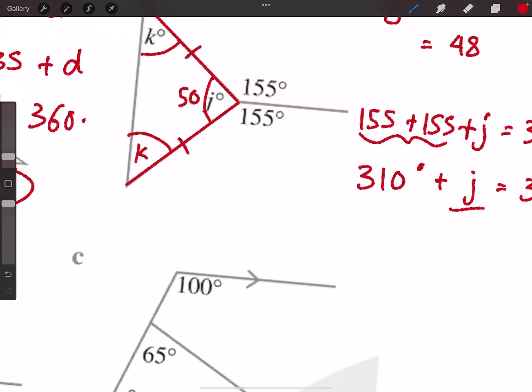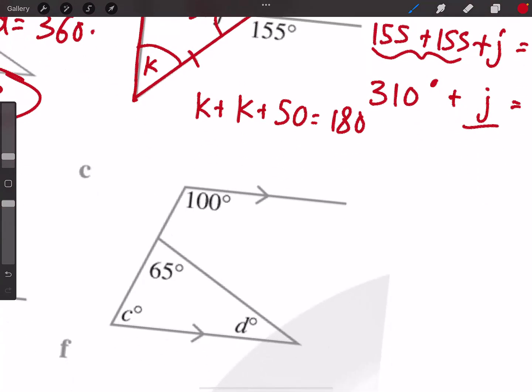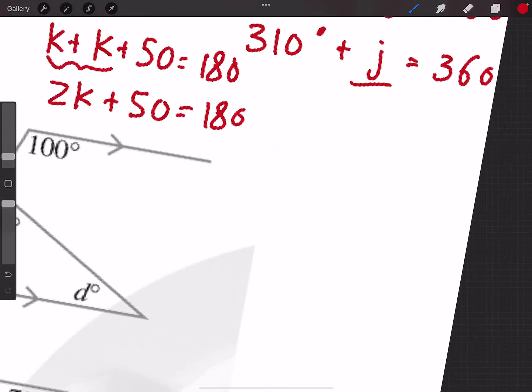Alright, so we know that, look at this triangle here, okay? You got K plus K plus 50 equals 180. So therefore you got 2K plus 50 is 180. So 180 minus 50, that means 2K is equal to 130, and K is equal to half of that, which is 65 degrees. Done.